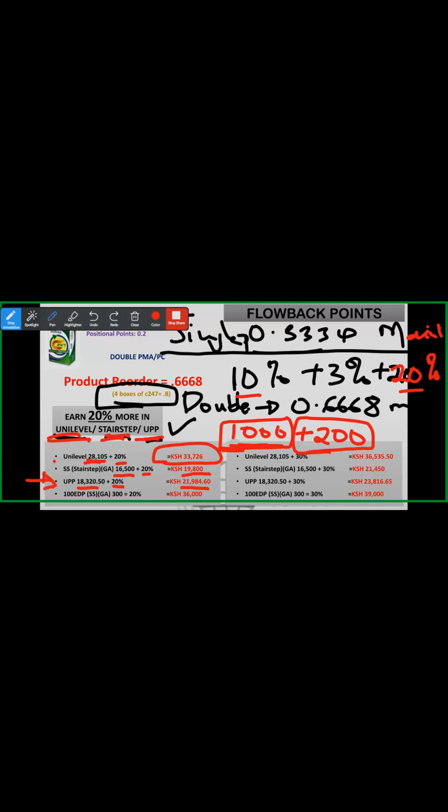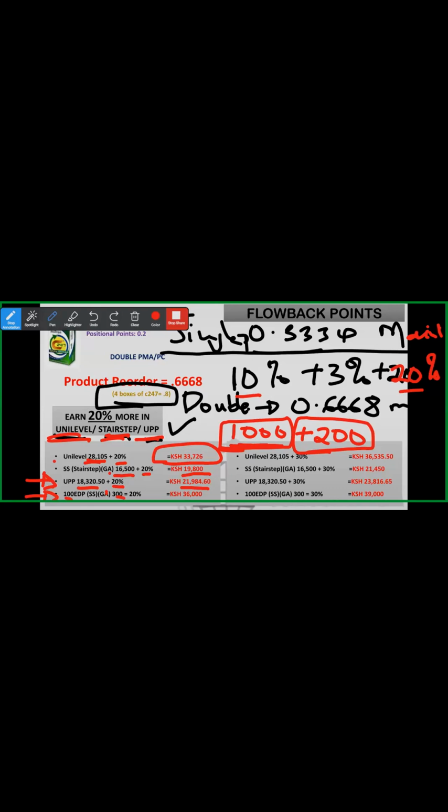Hii ya kwanza ni ya products, and then hii ya pili ni ile ya rank. Hii wamepiga hesabu, for example you are a gold executive, that is why imeandikwa GA, hata hapo juu imeandikwa GA. So if you are a GA from stair step and if you are a GA from UPP, you have 100 packages za EdPlan zikienkodiwa kwa system yako, and you are supposed to be getting 300.